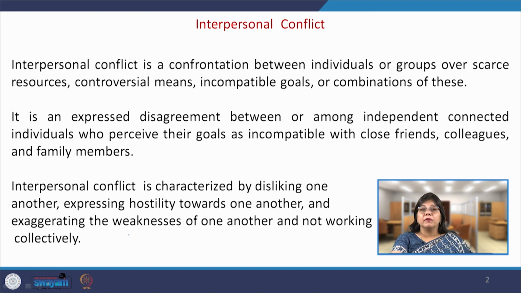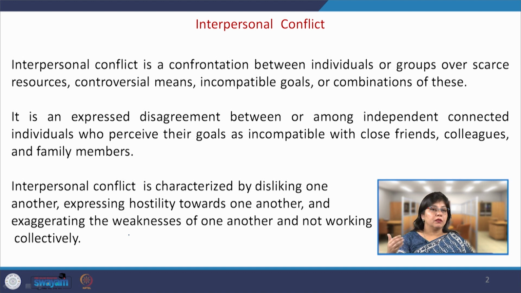Therefore, it is expressed in the form of disagreement between two people who are independent of each other, but are also connected to the other person in some way, and they perceive their goals as incompatible. This incompatibility related to goals can be between close friends, colleagues, or any family member, because conflict is ubiquitous and pervasive. No one can be away from conflict.